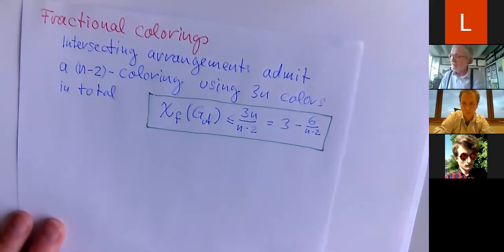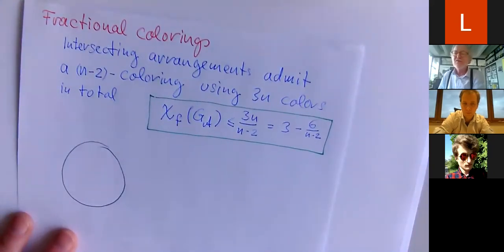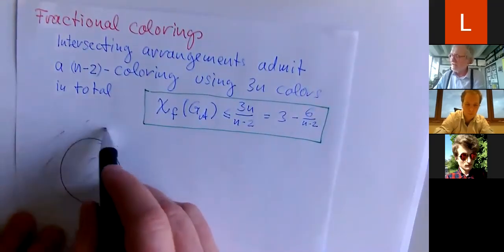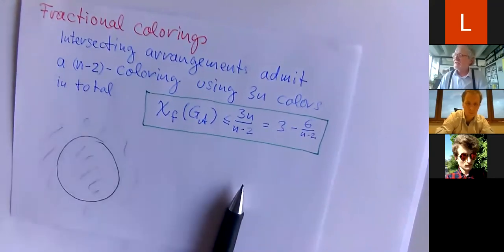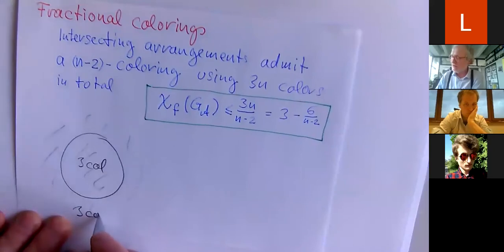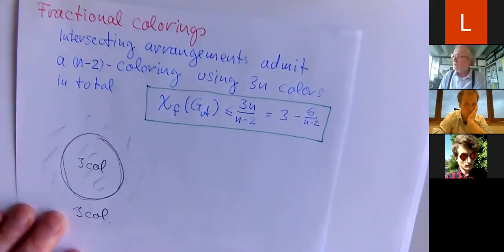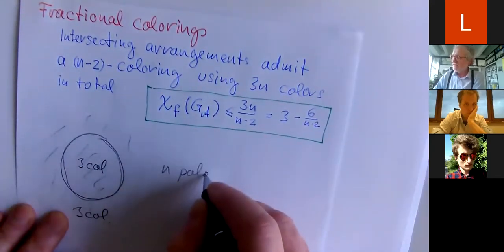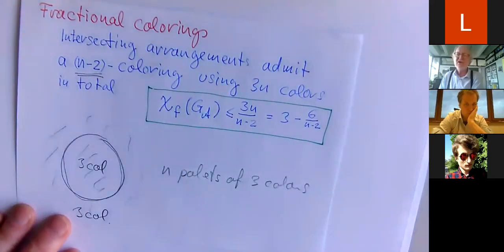And how is this done? For every circle or pseudo circle in the arrangement, we take the circle and we look at the interior and the exterior separately. Then we sweep the interior, and using this sweep idea, since it's an intersecting arrangement, we can prove that the interior is three colorable and the exterior independently also three colorable. So we can color all the vertices except the vertices on our circle with a palette of three colors. And we take n palettes of three colors, and doing so, every vertex receives n minus two colors because it's omitted twice.